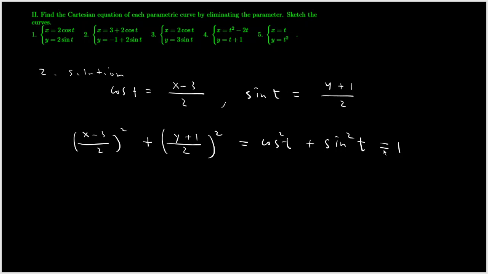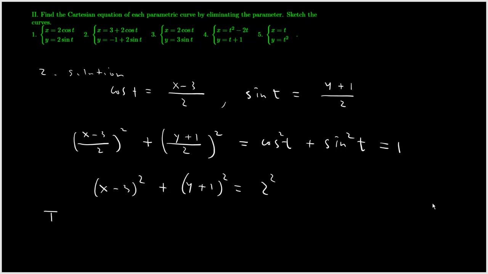So this Cartesian equation is equivalent to x minus 3 the whole thing squared, and then plus y plus 1 the whole thing squared equals 4. I'm writing 4 as 2 squared. Now, remember, the graph of that equation is a circle centered at x coordinate of 3 and y coordinate of negative 1, and the radius of the circle is 2. I'm going to write it down.